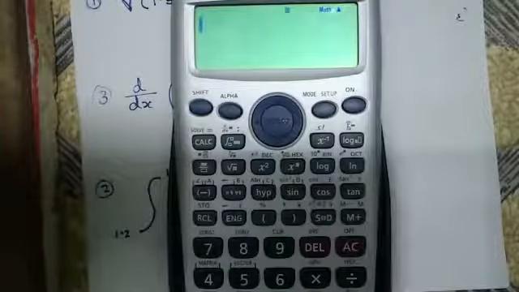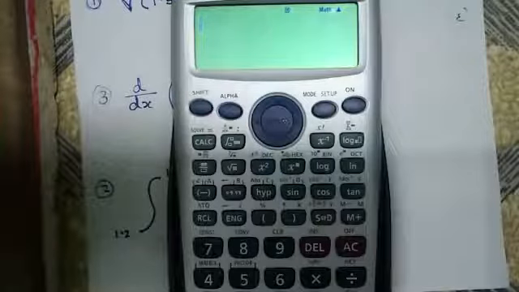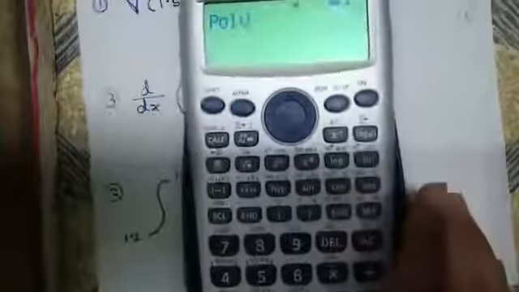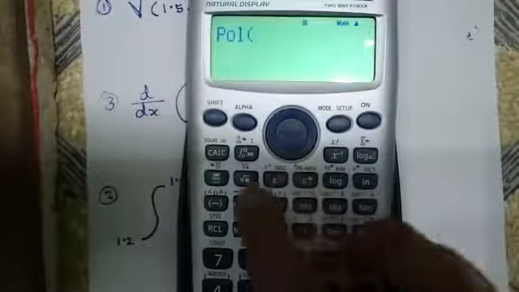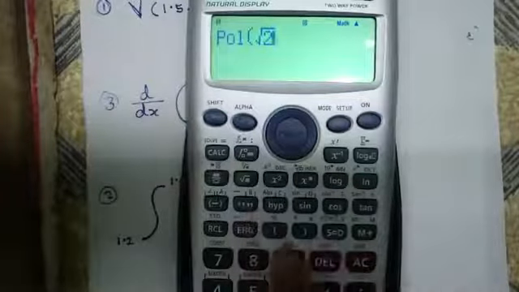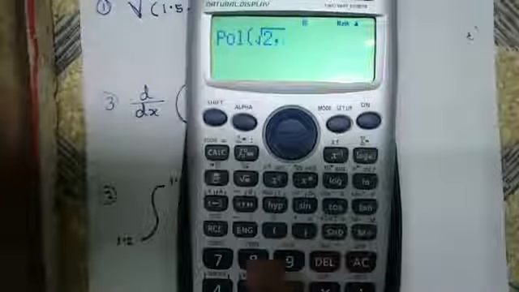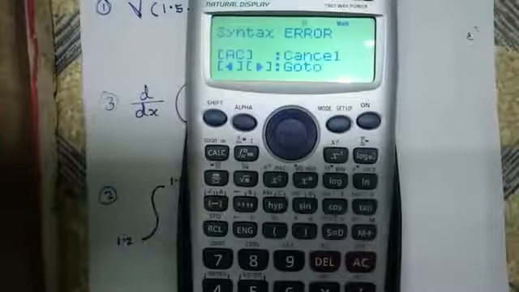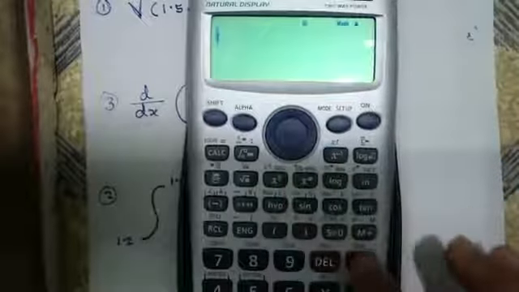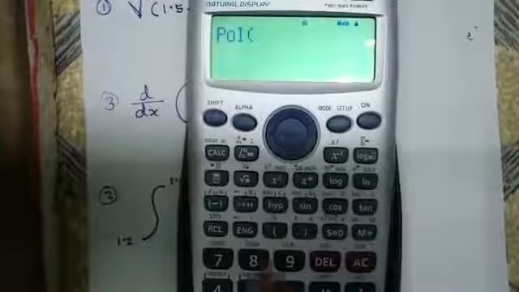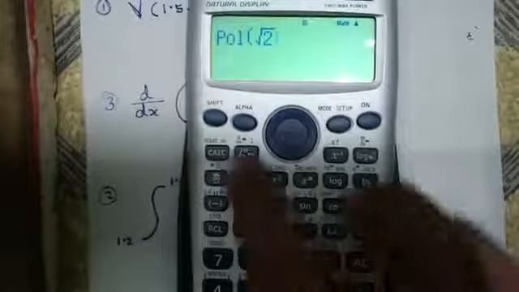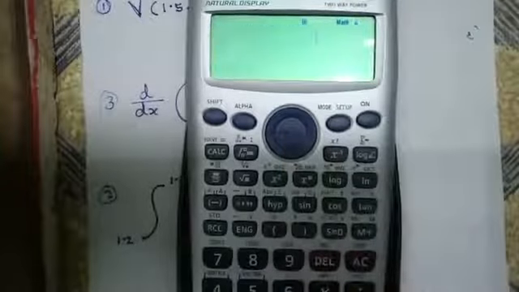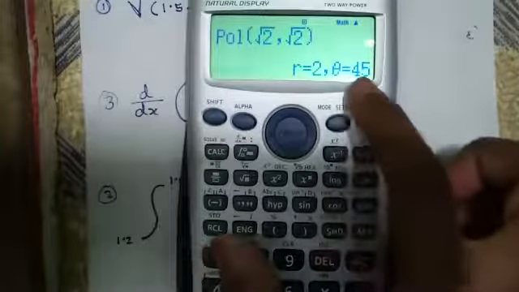19th feature is polar to rectangular conversion using shift and this plus, that is Pol. So if I enter √2, shift and right parenthesis for comma, and √2, root 2. If I press equals, then it's converted into rectangular units.